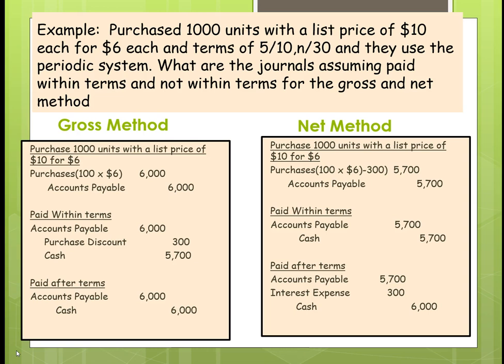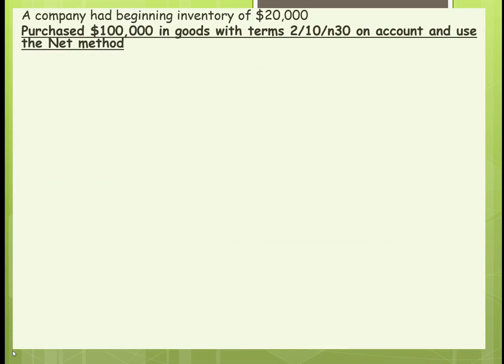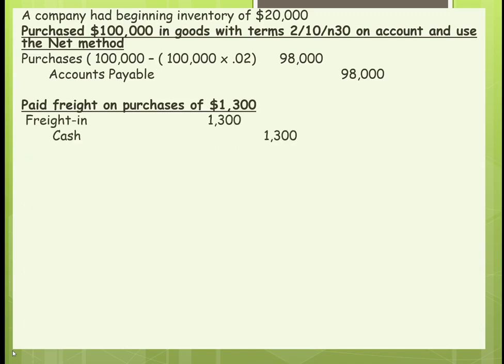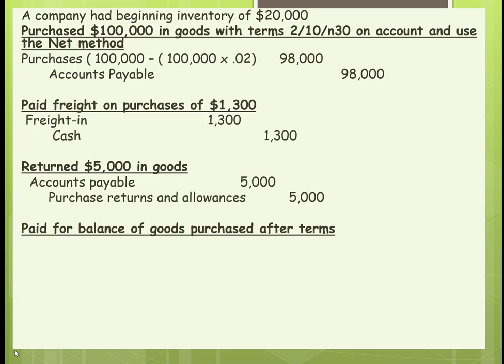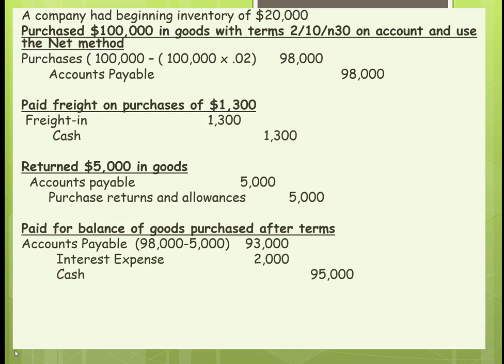Now let's walk through an example using the periodic journal entries. So we have beginning inventory of 20,000. We purchased $100,000 worth of goods, 2/10 net 30. We did our purchases and we booked the net amount. We paid for the freight. It went to freight in. We had returns. It went to purchase returns and allowances. We paid for the balance of the goods after terms, so we had interest expense.